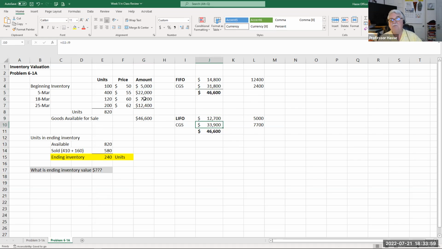But notice, two different methods. We're making more money here because our cost of goods sold is cheaper. We're making less money here because our cost of goods sold is more expensive. Two different methods to compute inventory. FIFO, first in, first out, LIFO, last in, first out. This is what Chapter 6 is about, a different way of accounting for inventory.